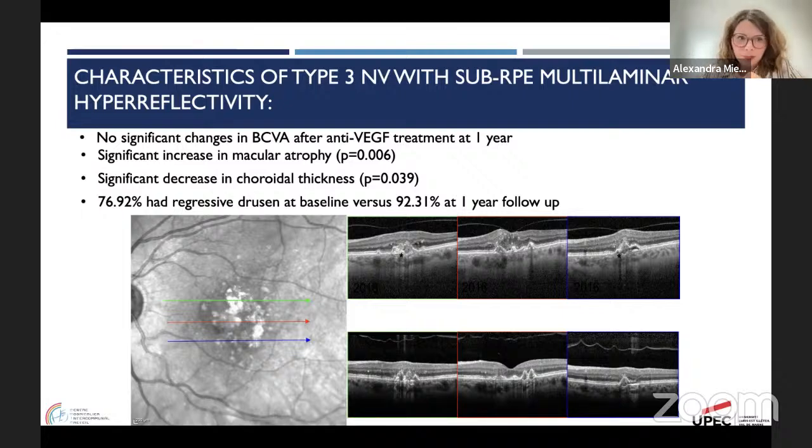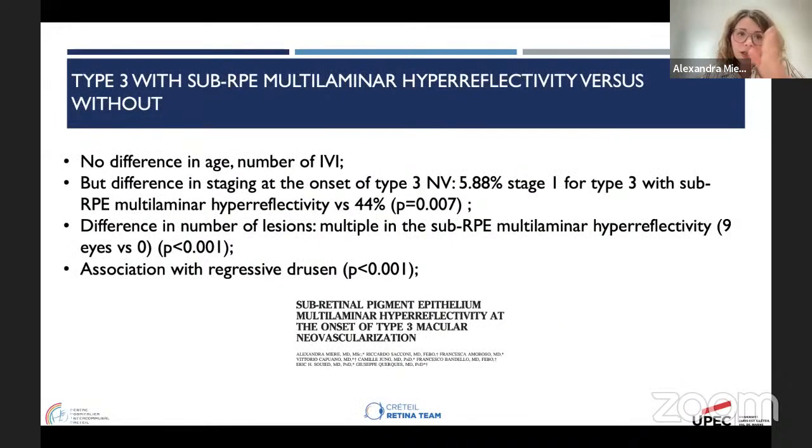versus more than 90% at 1 year follow-up. When comparing the sub-RPE multilaminar hyperreflectivity to classical type 3, there was no difference in age or in number of intravitreal injections on the 1 year follow-up we performed in this study, but there was a very important difference in staging at the onset of type 3 macular neovascularization.